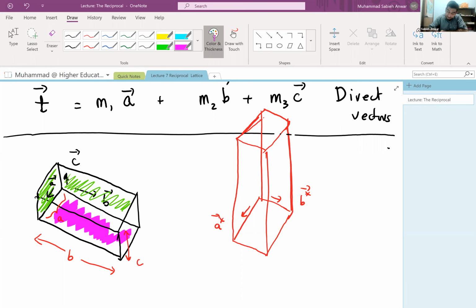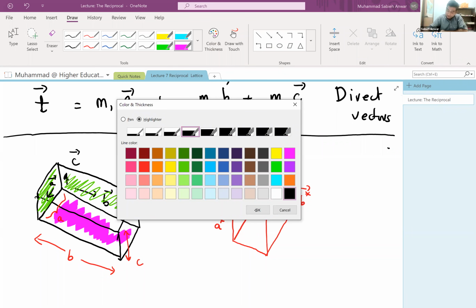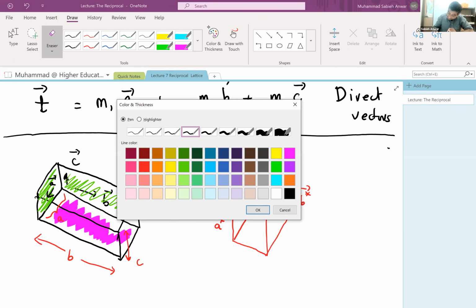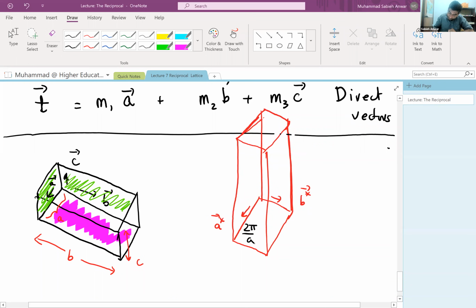Okay. Now the lengths I've intentionally drawn them to be representative of the situation that we have over here. So A is a length, and this length is going to be 2 pi over A. B is large, so this length, 2 pi over B, is going to be small. C is small, therefore this length is going to be large, 2 pi over C. All right, so this is a unit cell in the reciprocal space.